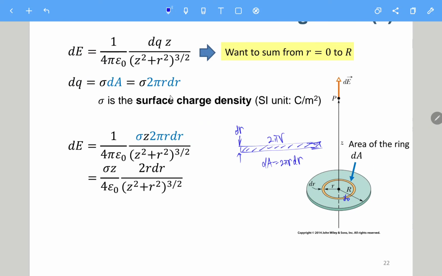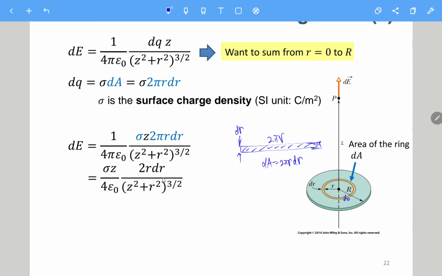Okay, so we can just replace dq by this whole term. So it looks like this: sigma 2 pi r dr, sigma 2 pi r dr here. And then we still have z here, and also have this term.